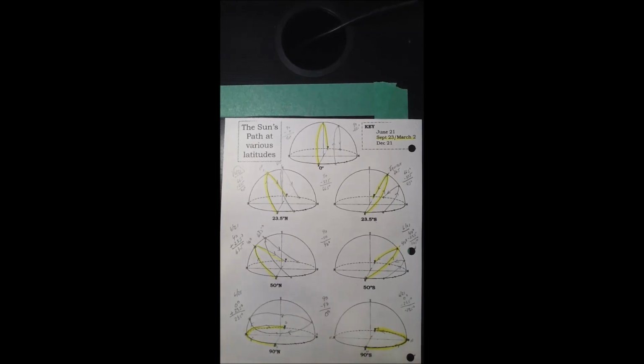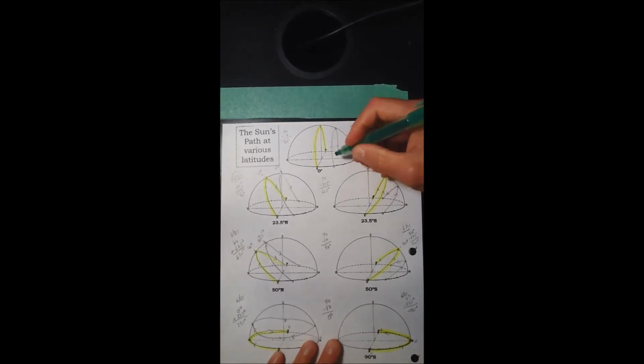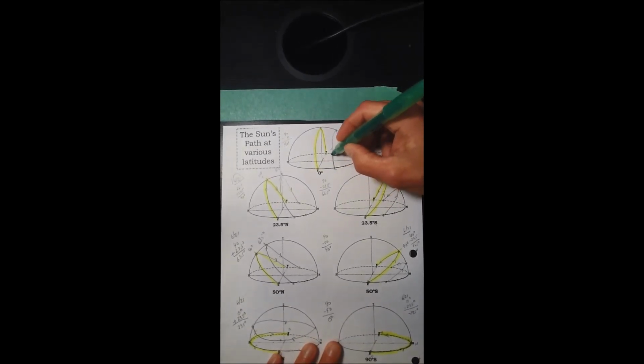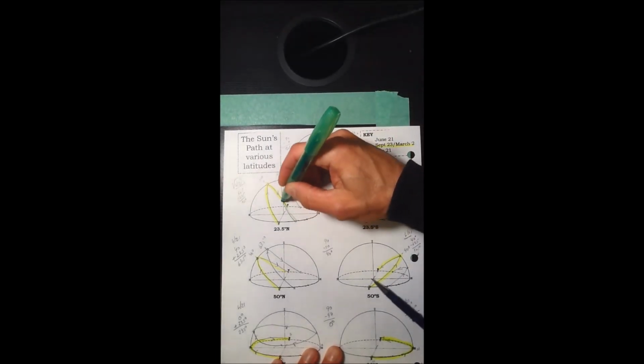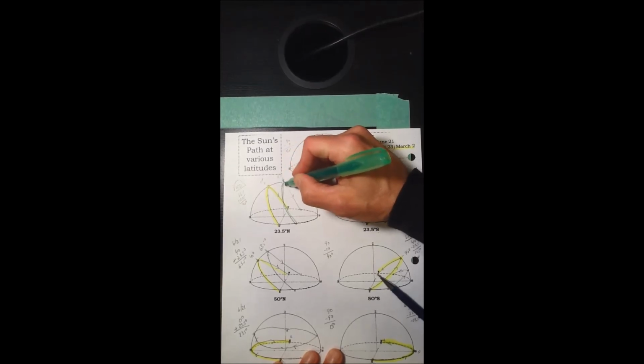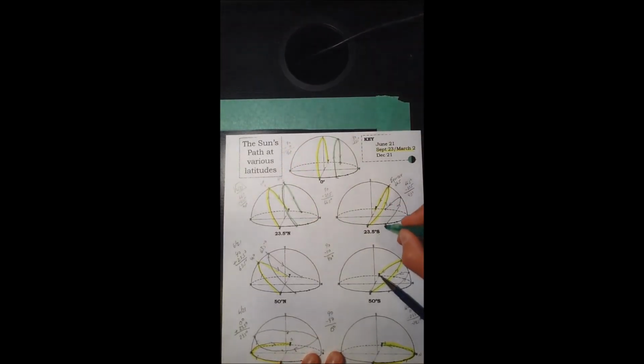Okay, I'm going to use the green highlighter, and I'll do the summer paths in green. But you've got all of the angles there.